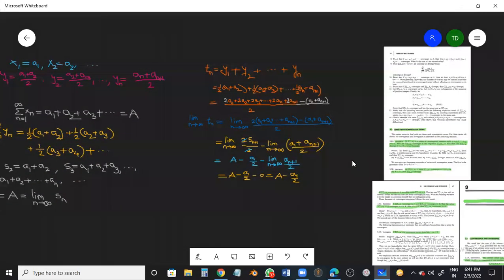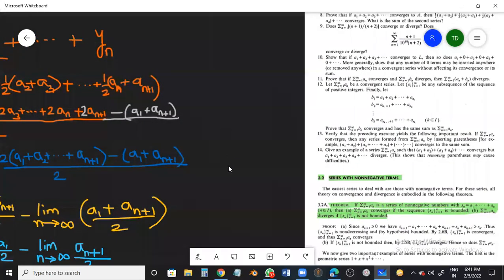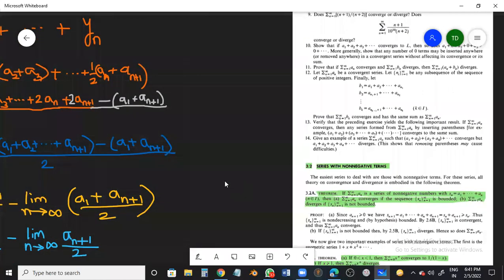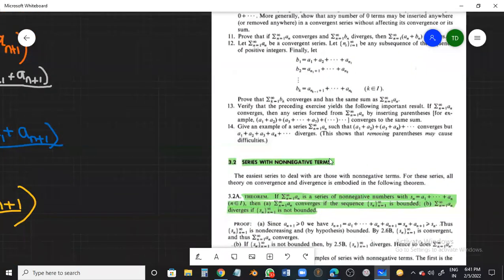All right. So let us now move to the next question. Actually, I wanted to concentrate on a typical question. Yes, the 14th question I want you to concentrate on. Question is, give an example of a series summation an such that (a1 plus a2) plus (a3 plus a4) plus and so on converges, but a1 plus a2 plus a3 plus a4 plus and so on diverges. Means removing parentheses may cause difficulties.